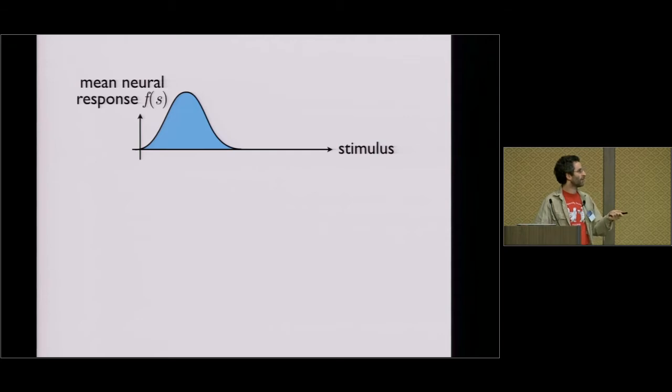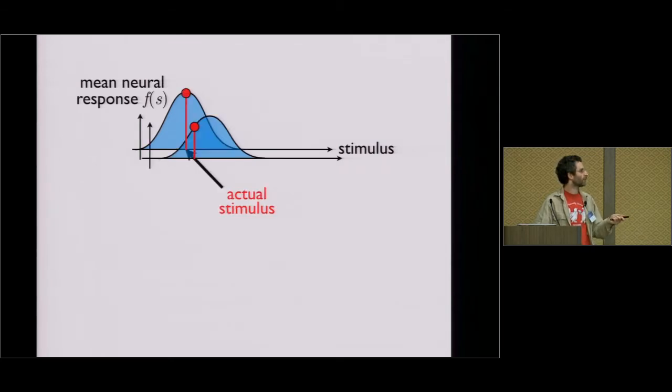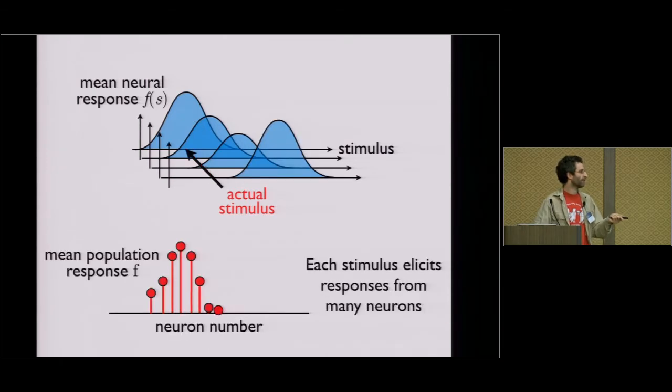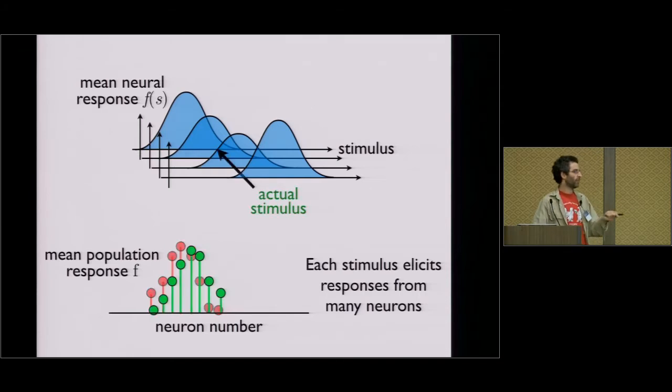You have some neural response, you have a stimulus, you find in the brain that your neurons are tuned to the stimulus. They change their mean response. And if you picked one stimulus, you get some response. If you have a different neuron, you'll get a different response because it has a different tuning curve. And so if you take the mean responses of all these guys, you'll get some mean population response as a function of, let's say, neuron number. And if you change the stimulus, you'll change what your population response is, and that's how the brain knows what you're seeing.